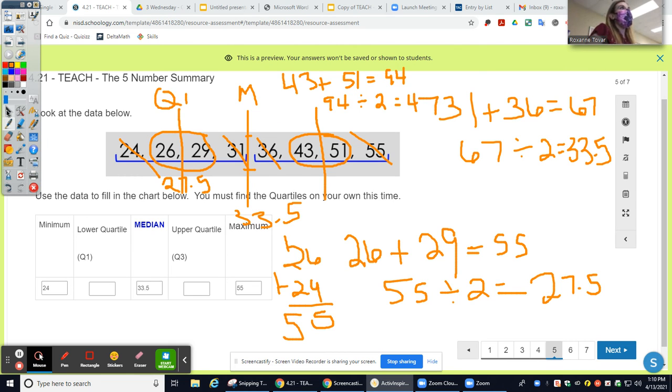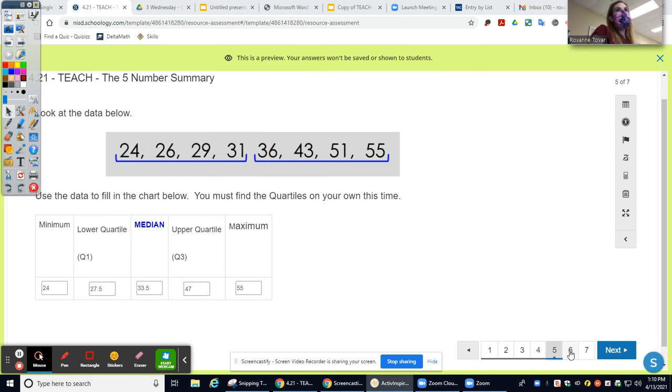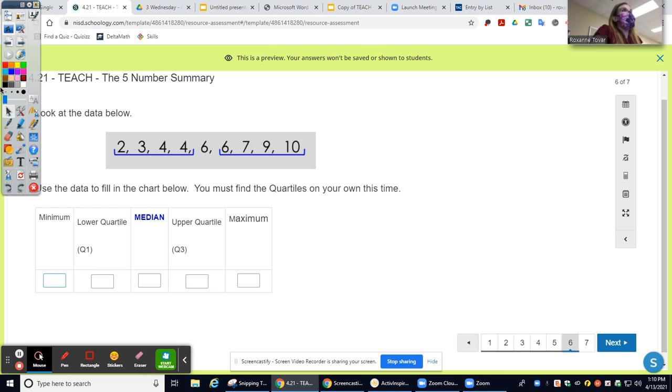would be 47. Okay, so here we would just fill that in. Our lower quartile should be 27.5 and our upper quartile should be 47. If you notice, your 5-number summary will always go in order. Always, always, always. Okay? All right, let's go ahead and let's look at number 6 here.